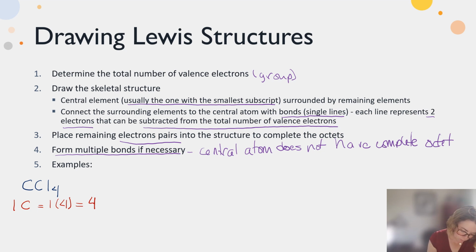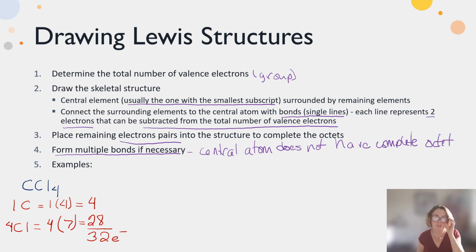I have 4 chlorines, and each of my chlorines has 7 electrons. Chlorine sits in 7A, so they are going to each have 7 electrons. So 7 times 4 gives me 28. And when I add all of those together, I have a total of 32 valence electrons that will be inside of the structure.